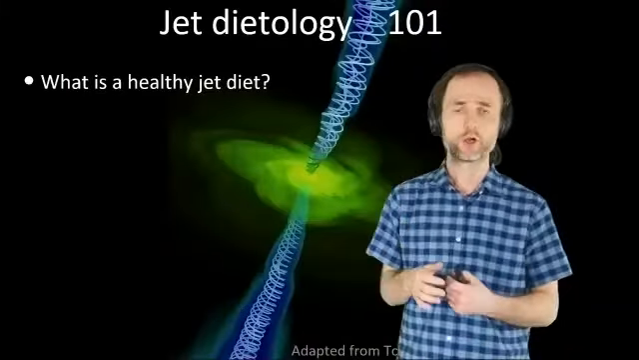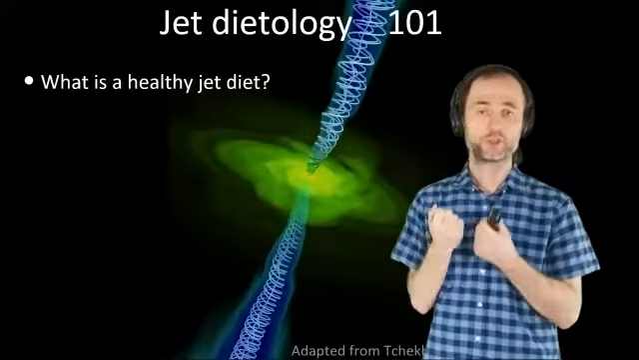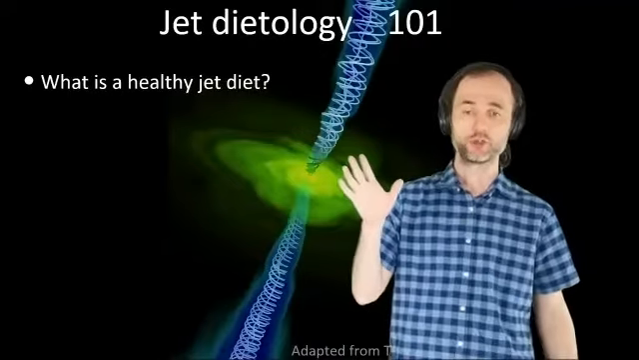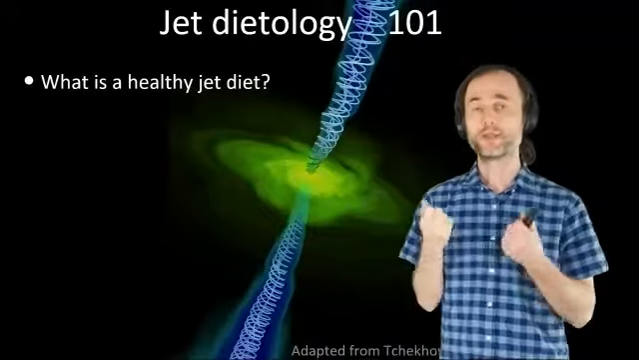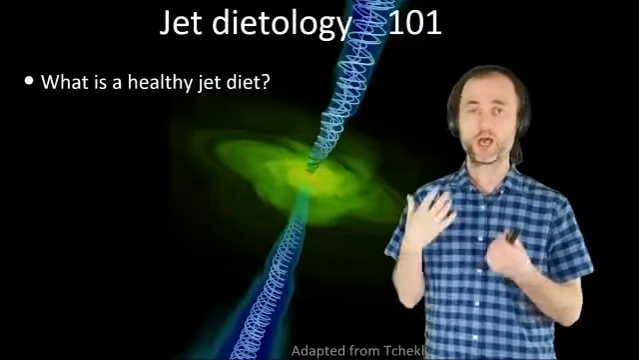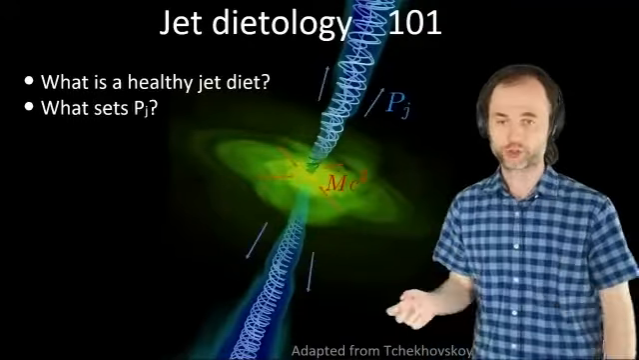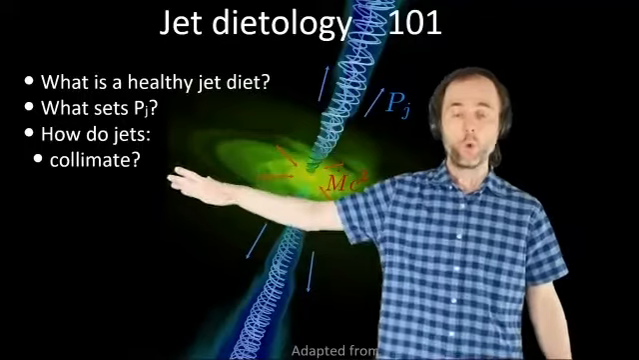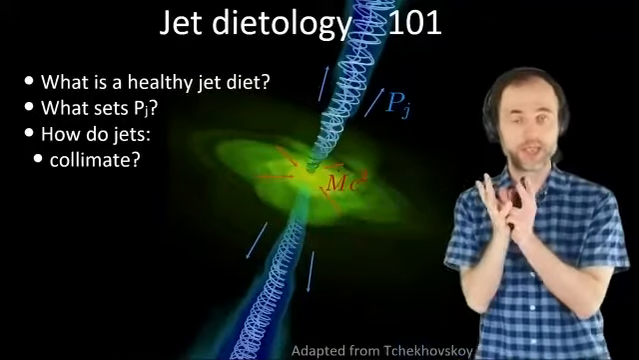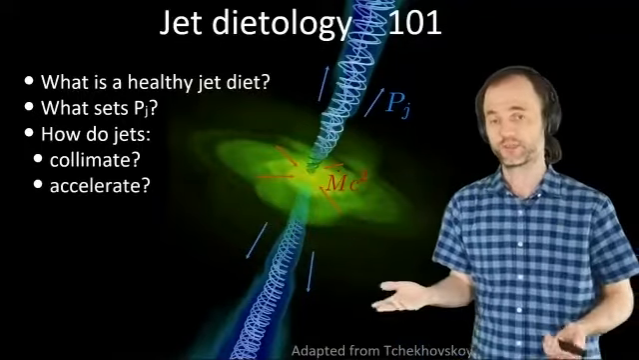So before I go and show you some movies, let me try and pose some big questions. One question that I'm really interested in is to try and understand what makes it a healthy jet. So I will be playing the role of a sort of jet dietologist. So what sets the power of the jets? How does it compare to the accretion power? What causes the jets to collimate into these tiny opening angles of less than 10 degrees?